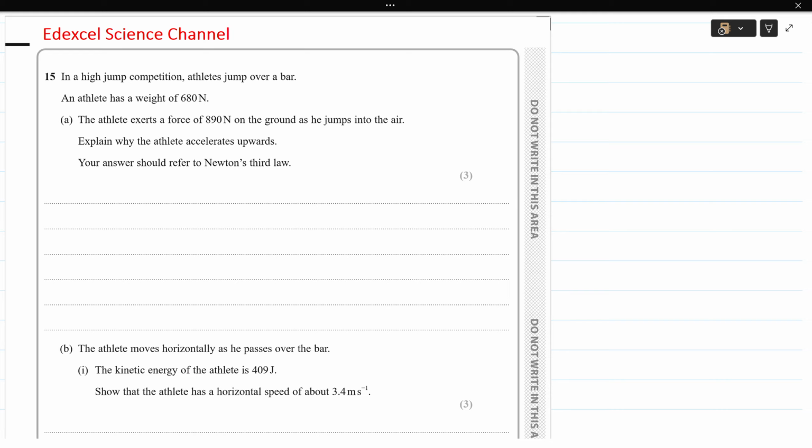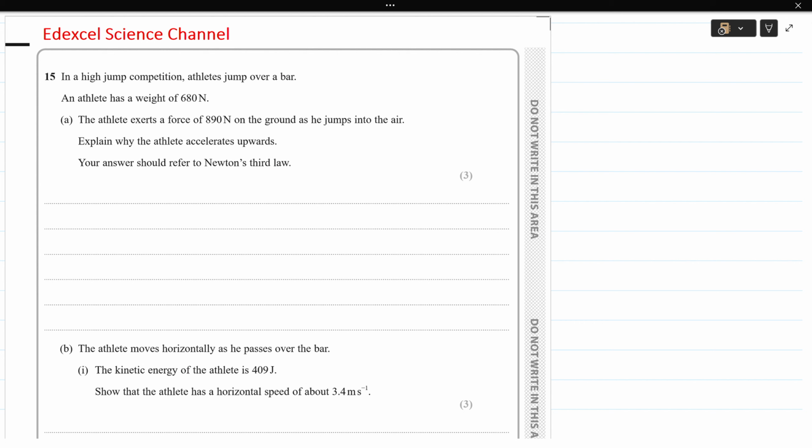In a high jump competition, athletes jump over a bar. An athlete has a weight of 680 newtons. The athlete exerts a force of 890 newtons on the ground as he jumps into the air. Explain why the athlete accelerates upwards. Your answer should refer to Newton's third law.